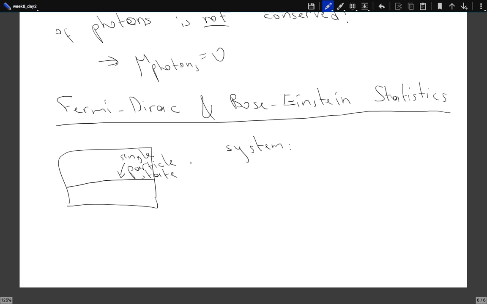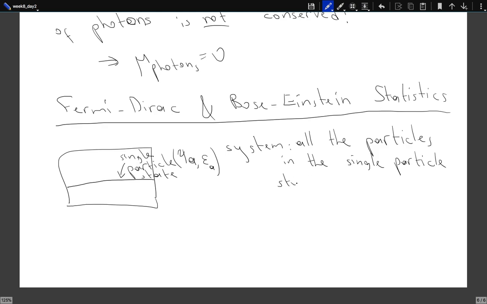Let me just show that single particle state by psi A, and its energy is epsilon A. Well, my system is all the particles in the single particle state psi A. Well, the number is not fixed.